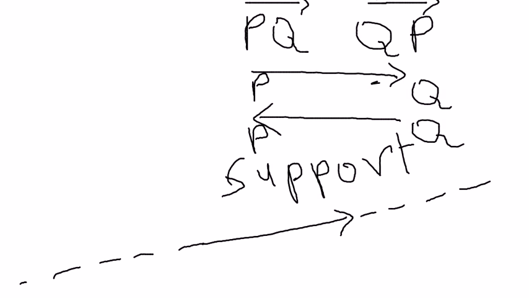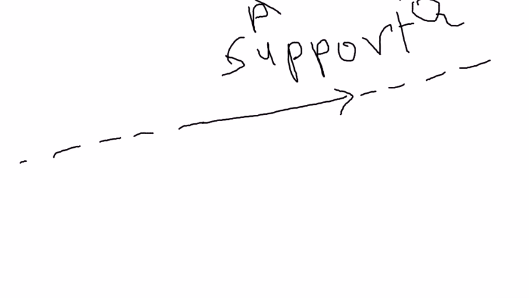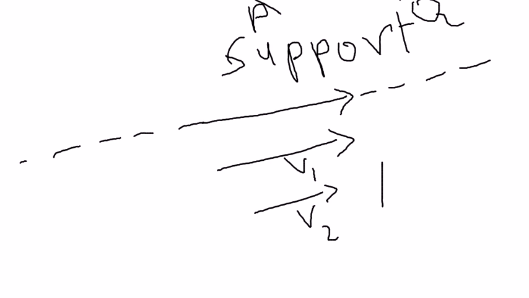And next is the reciprocal of the vector. Now, the reciprocal of the vector has the same direction as the vector, but the magnitude, like if we call this V1 and we call this V2, the magnitude of V1 equals the reciprocal of the magnitude of V2.